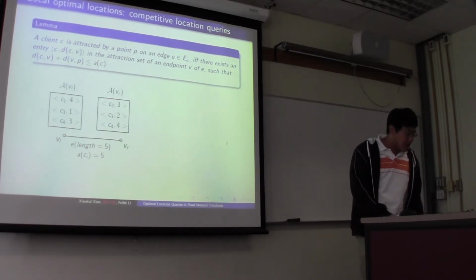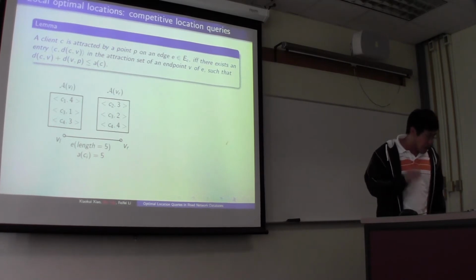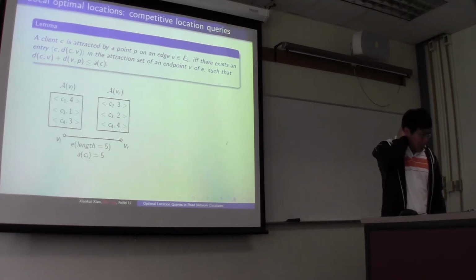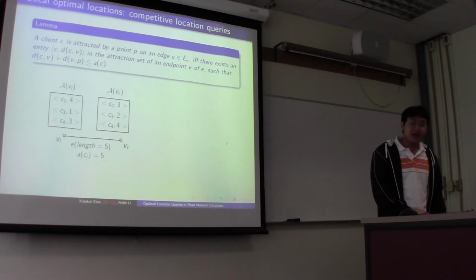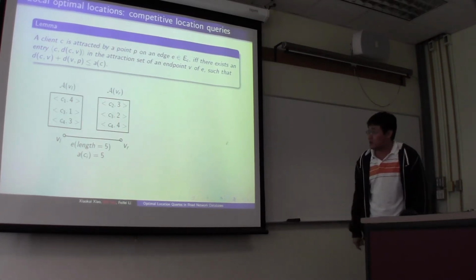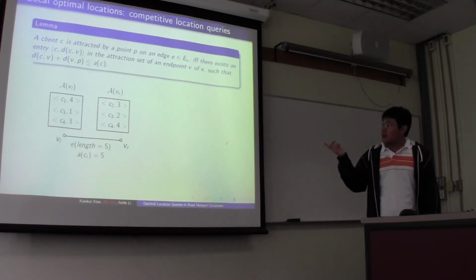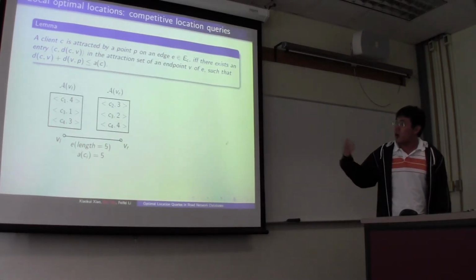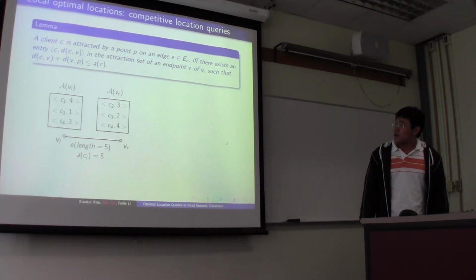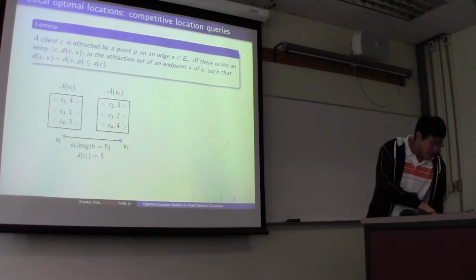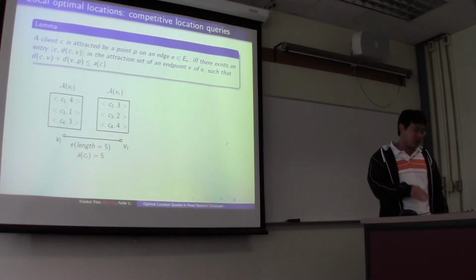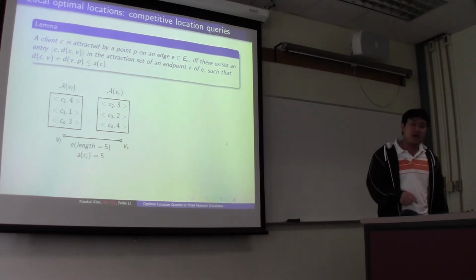So based on this lemma, we have an algorithm for the local optimal locations. Here I just use an example to illustrate the algorithm. Suppose we have an edge with length 5, and the attractor distance for all clients is 5. And A_VL and A_VR are the attraction sets for the endpoints VL and VR.